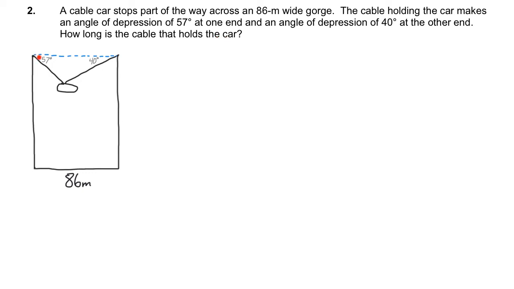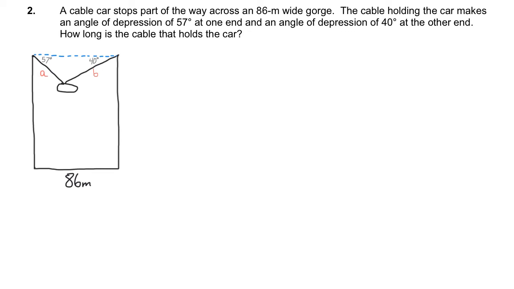Well, the cable is this and this. So I need to find this length and this length and add them together. I'm going to call this A and this B. So I'll find the length of A first, then I'll find the length of B separately, then I'll add A plus B to get the total length of the cable.